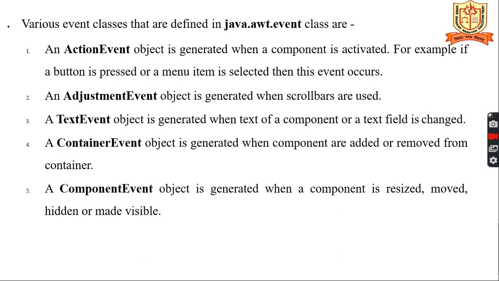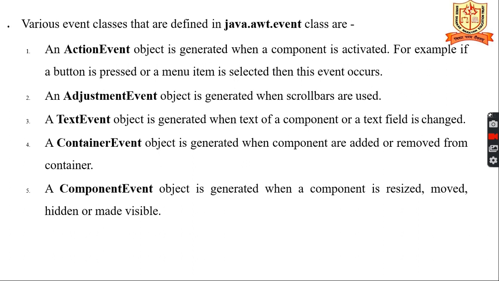Various event classes that are defined in the java.awt.event package are: an action event object is generated when a component is activated. For example, if a button is pressed or a menu item is selected, then this event occurs. An adjustment event object is generated when scroll bars are used.